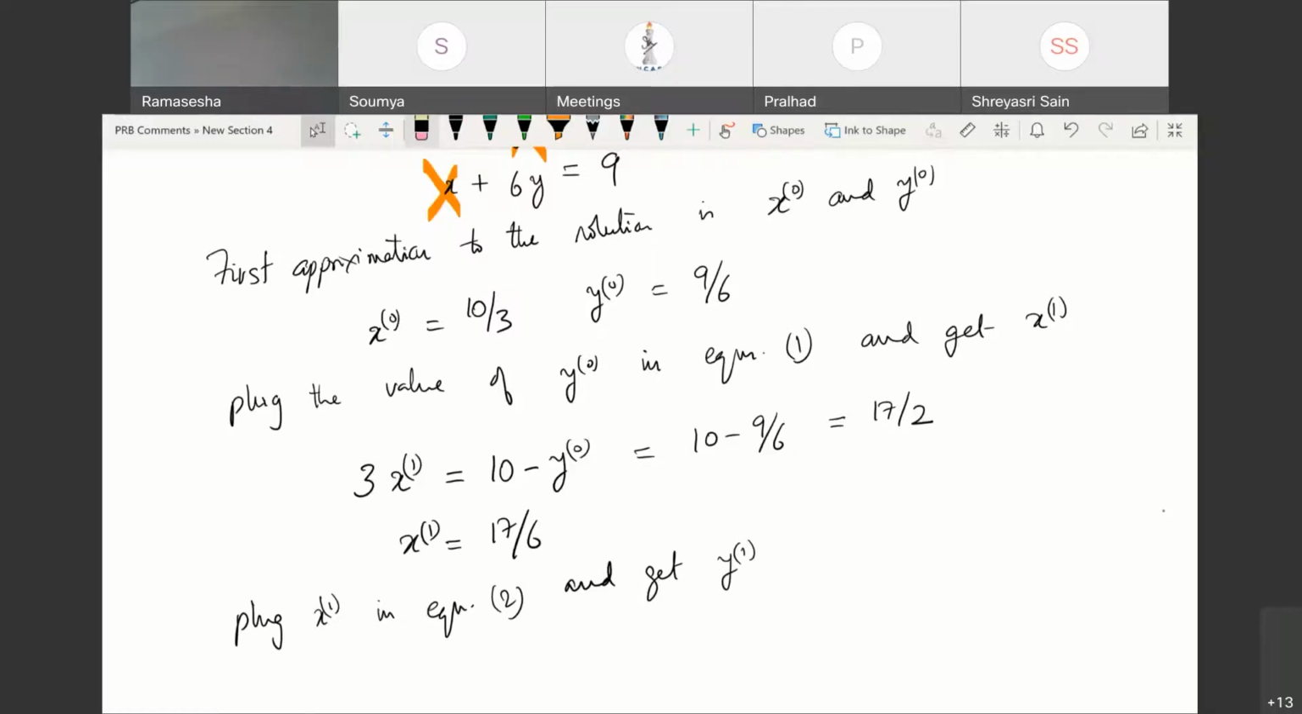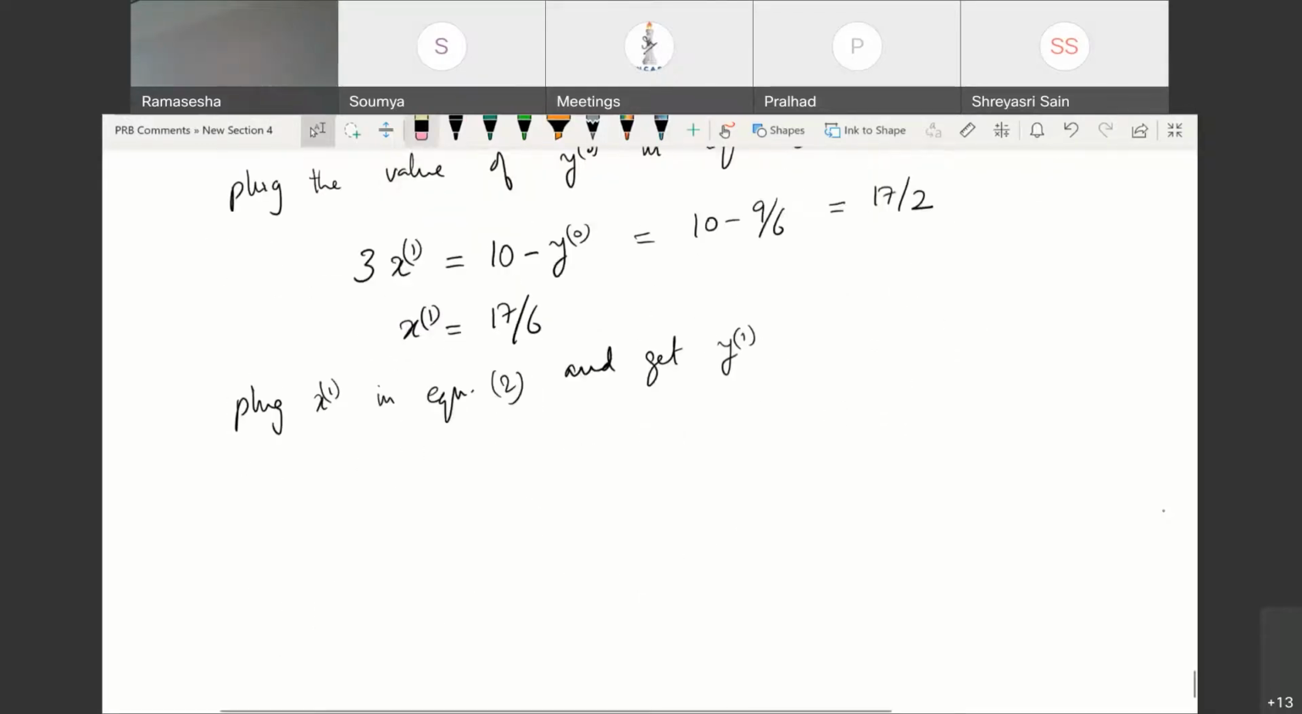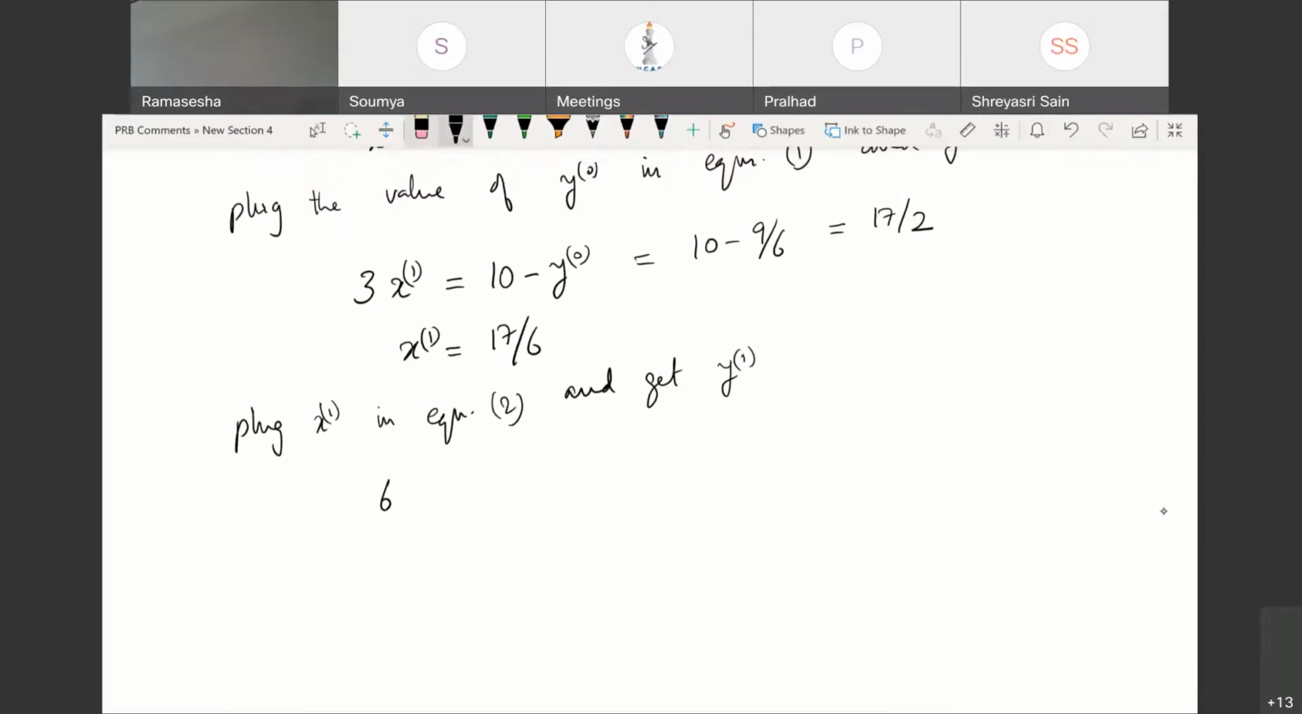Okay, so I'll have 6y1 is equal to 9 minus 17 by 6. Is that correct? Sir, how did you get 17 by 2? Oh, this is 17 by 6, sorry. 17 by 6 is correct because 10 minus 9 by 6 is how much?